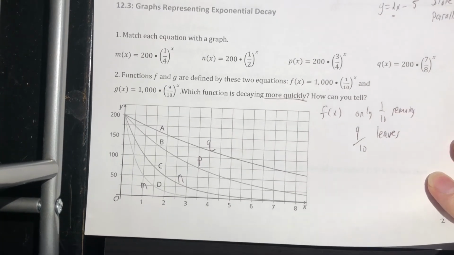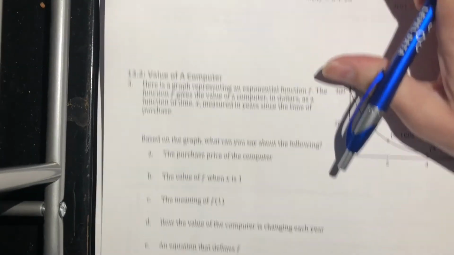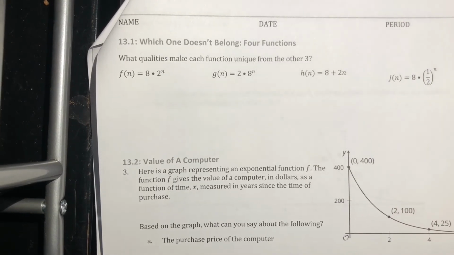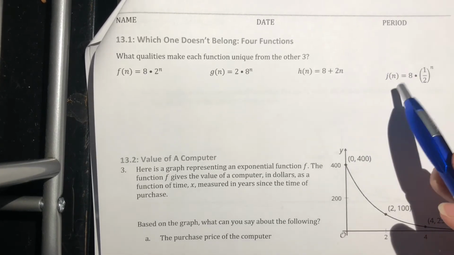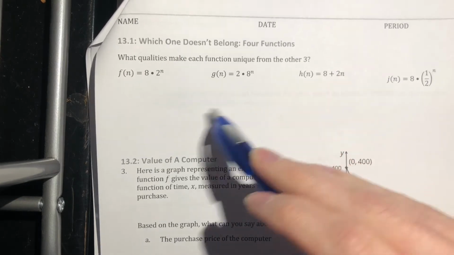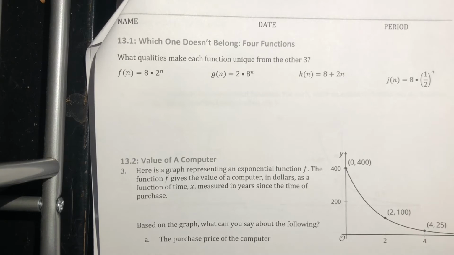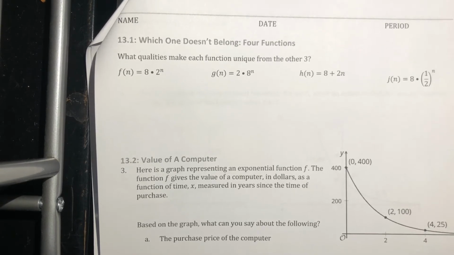All right. Feel free to email me with questions about all this stuff if you need it. A lot of this is stuff that you would be working with on your own at your tables, so it's stuff that we're not really going to talk about unless you have specific questions. Okay. What qualities make each function unique from the other three? This is more of a thinking question: how are all these functions different from each other? So I'm not really going to talk about this question. This is just to get you thinking. Think about growth factor. Think about slope. Think about exponential versus linear. Think about growth versus decay. All right?